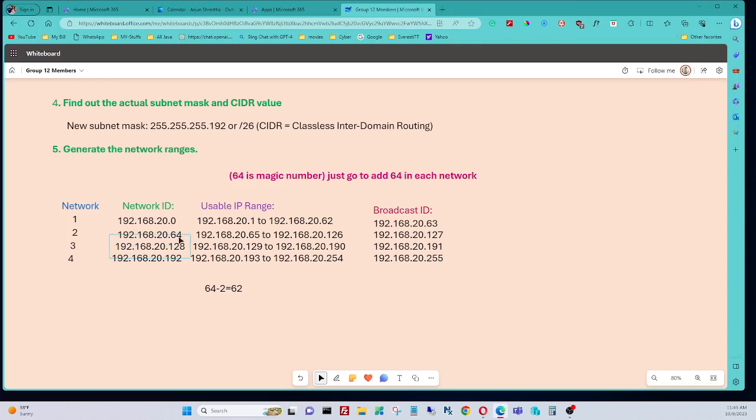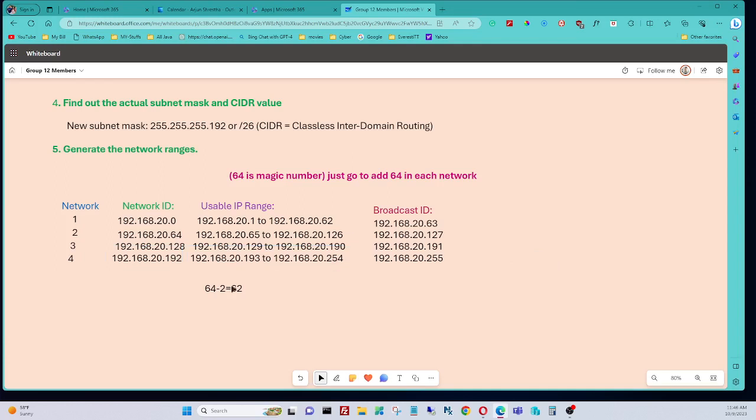So here 64 plus 64, we did that, right? So 128, and here your broadcast is 127, and this is your usable range, 65 to 126. This range you can use in every network. So here this is 128 and this is 191, right? Because 192 minus 1 is 191, and the total is 255, because 255 plus 192, if you add, you get 64, right?